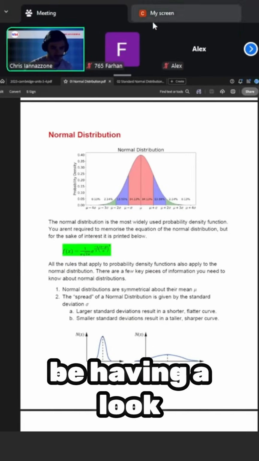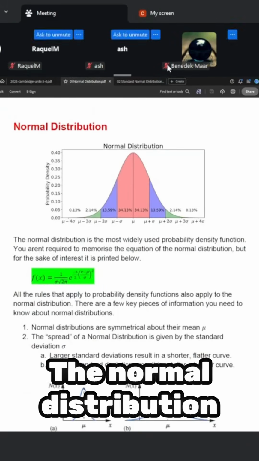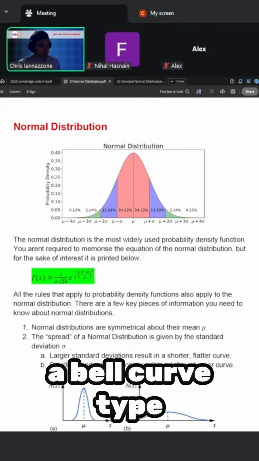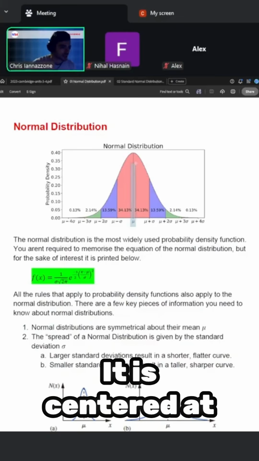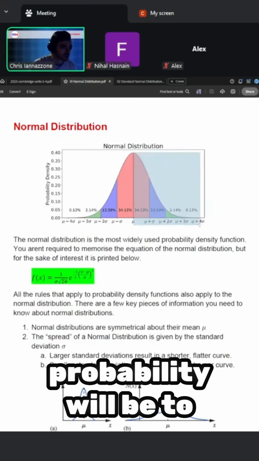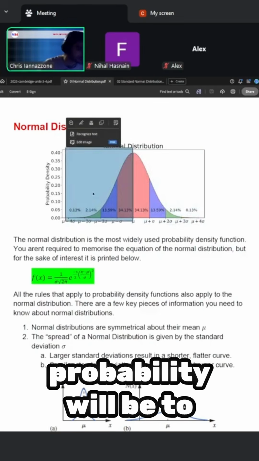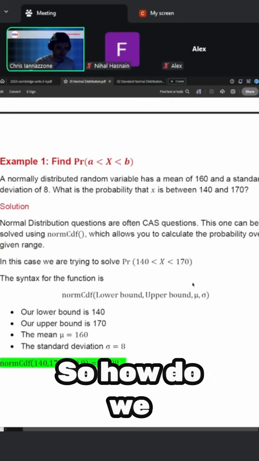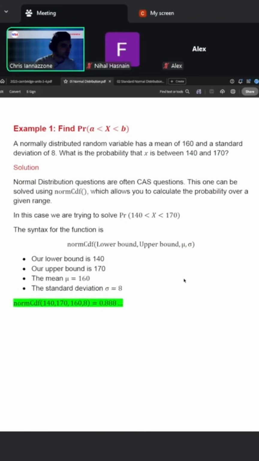Today we're going to be having a look at the normal distribution. The normal distribution is a bell curve type shape. It is centered at its mean. 50% of the probability will be to the right of the mean, 50% of the probability will be to the left of the mean. So how do we normally solve normal distribution questions?